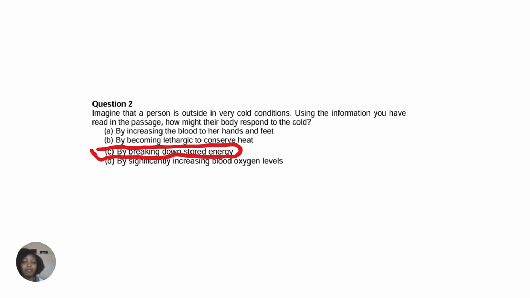Option B says by becoming lethargic to conserve heat. There's nothing like this mentioned in the text. And option D is by significantly increasing blood oxygen levels, which is also not mentioned at all. So the right answer is option C.